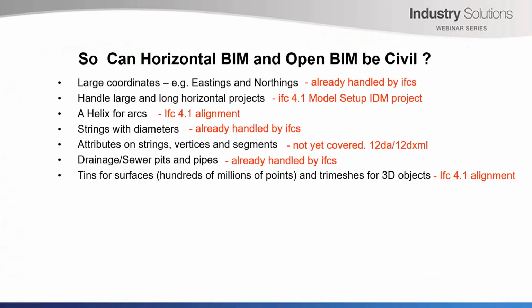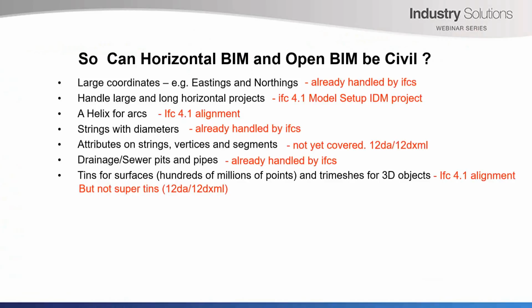Alignment actually also includes tins, which we've already got running. It does not, though, handle super tins. Again, you need something like 12DA or 12D XML for that. Remember, 12DA, 12D XML, it is a published standard. It's a text format that anyone can read and write. So it is following the whole idea of open BIM, where you're using a format that everyone's got access to. So there are no problems with that.